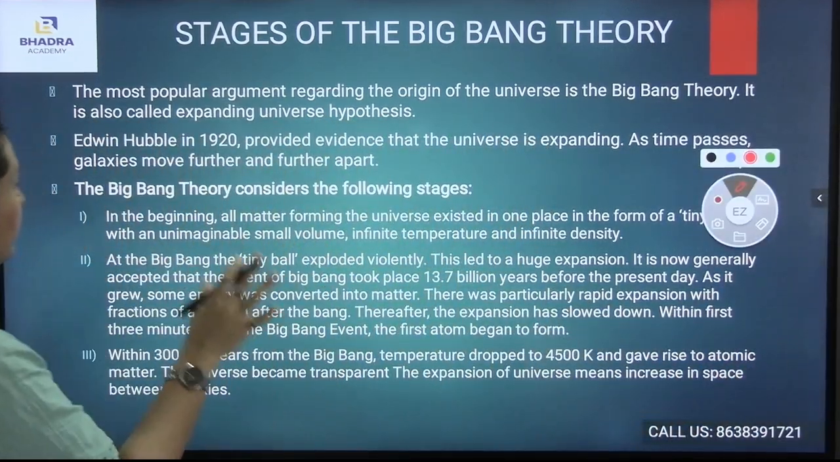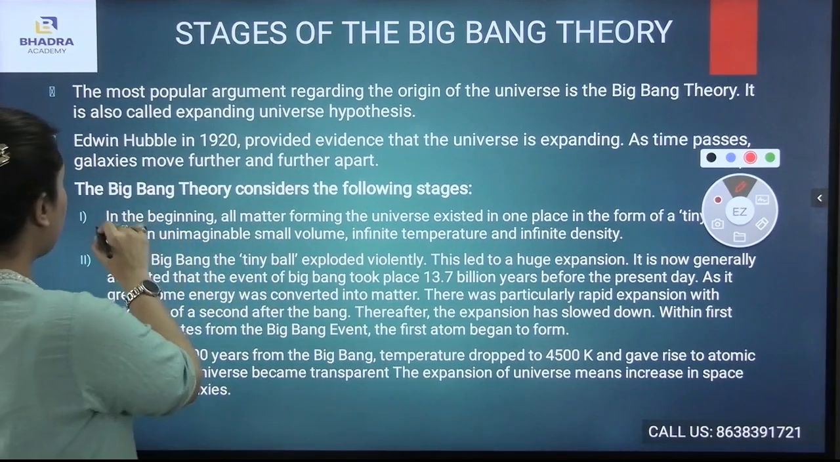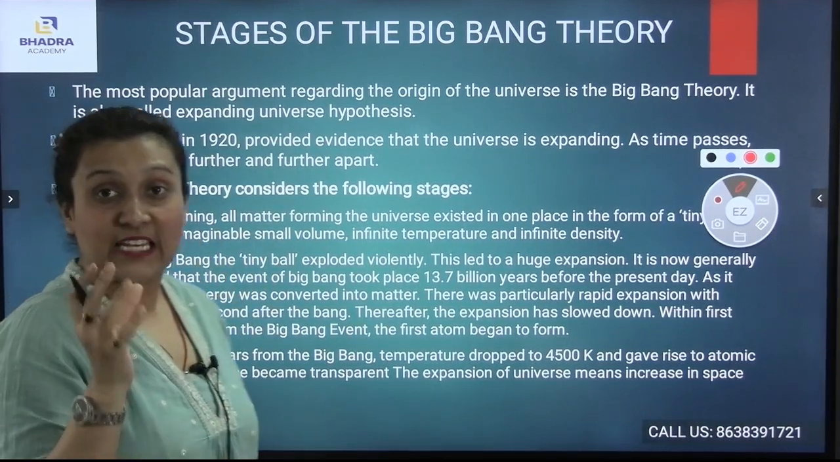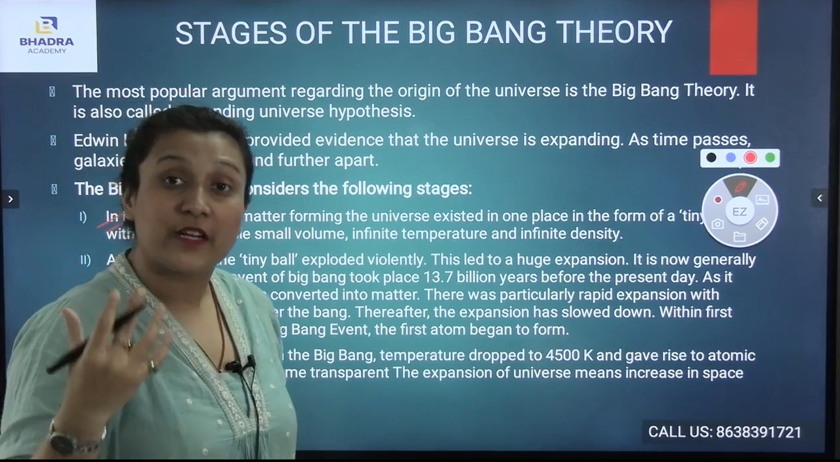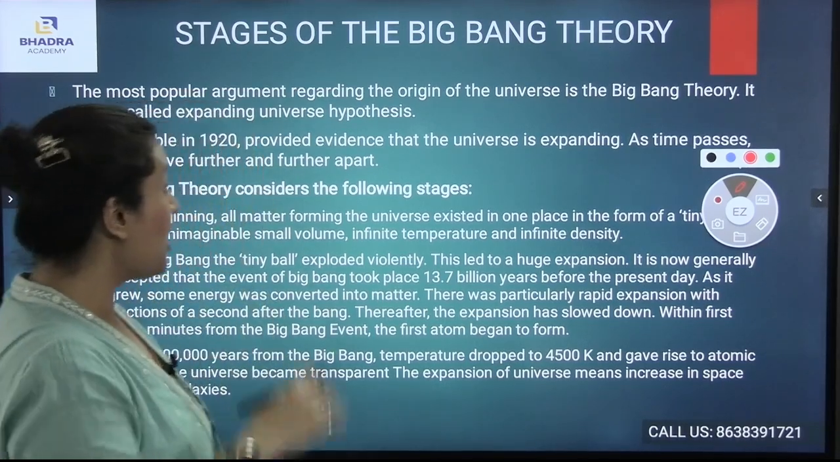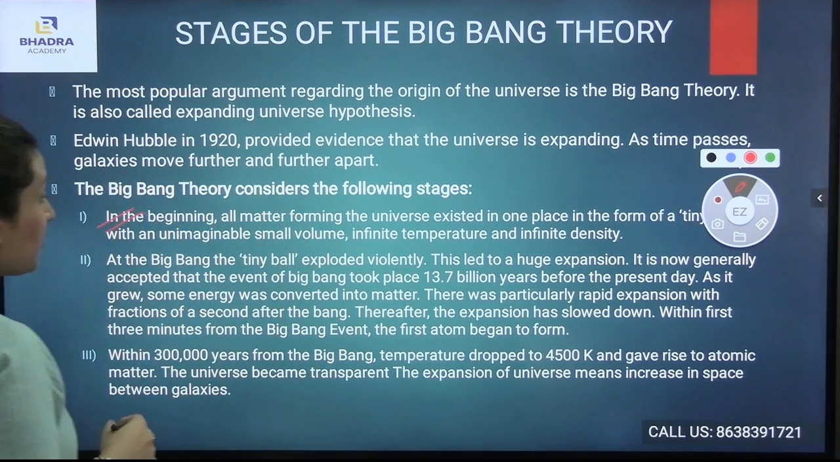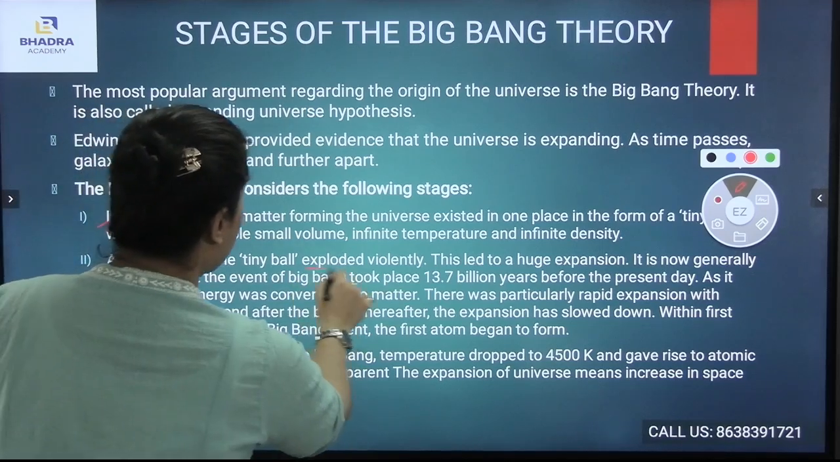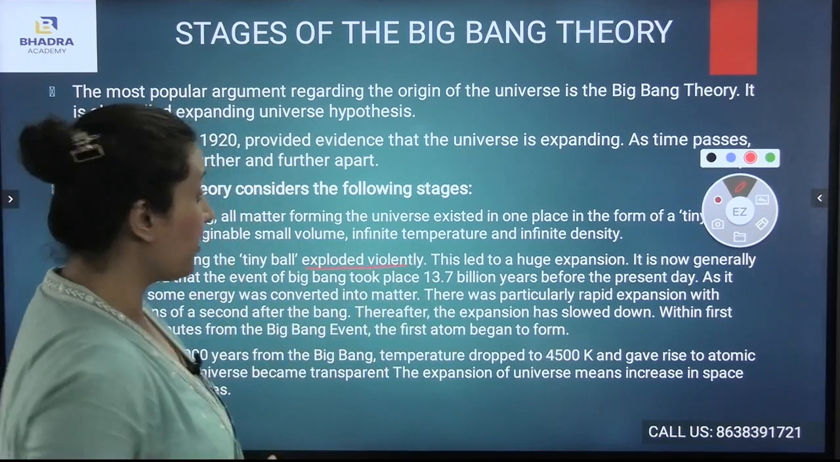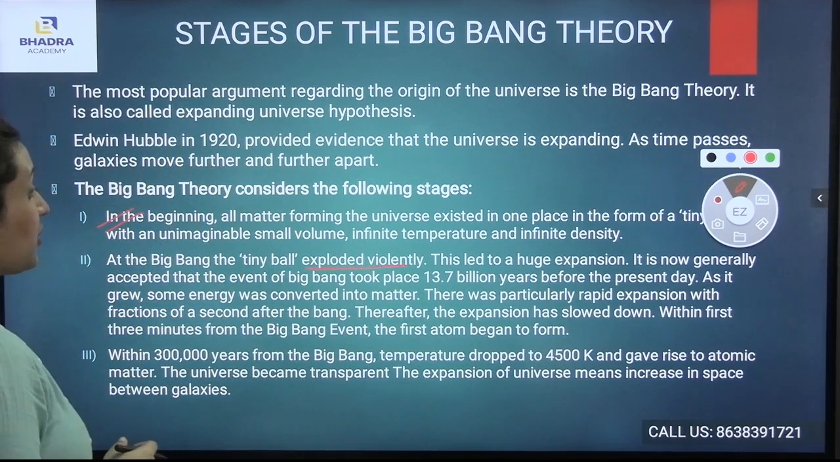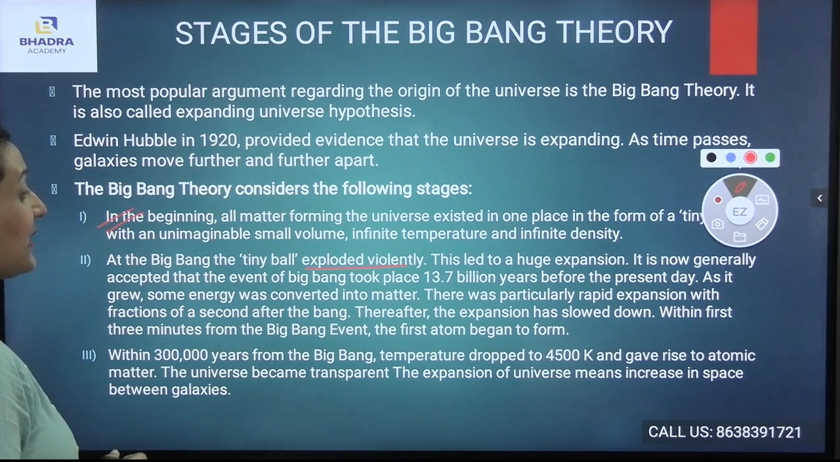Here we will understand the first stage. The first stage discusses the tiny ball with infinite temperature and infinite density. Then what happens to that tiny ball? At the Big Bang, the tiny ball exploded violently. This led to a huge expansion, and it is now generally accepted that the event of the Big Bang took place 13.7 billion years ago.